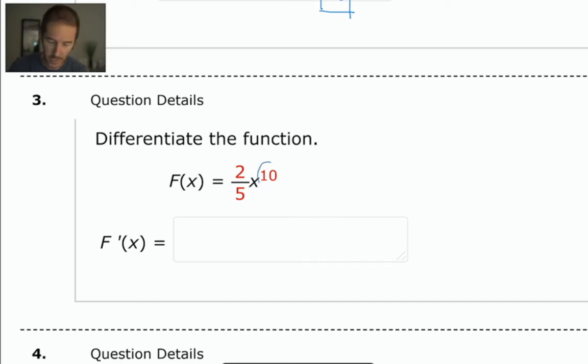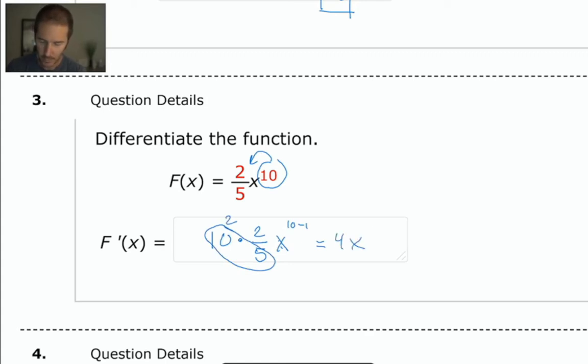We need to take the exponent of 10 and multiply it by the leading coefficient. So that is 10 times 2/5. Then we'll keep the variable, and we'll decrease its exponent by 1. Whether you want to write 10 minus 1 or put a 9 there right away, I leave that up to you. And then we'll simplify this a little bit. The 10 divided by 5 reduces to a 2. 2 times 2 makes 4. And there's our variable to the 9th power.